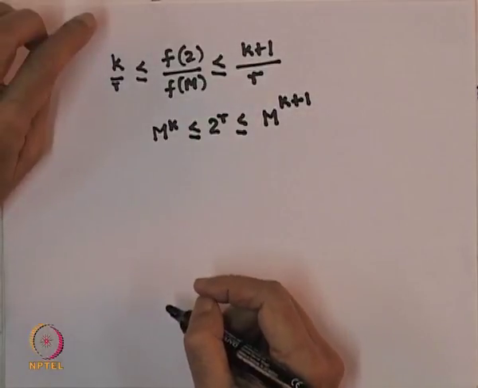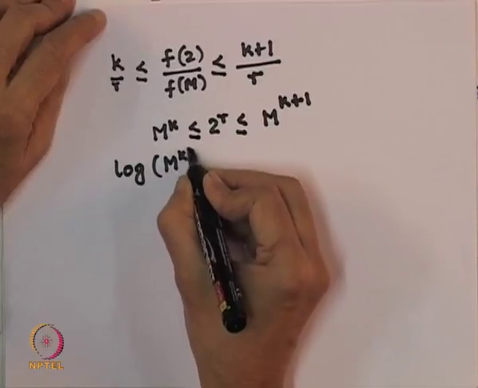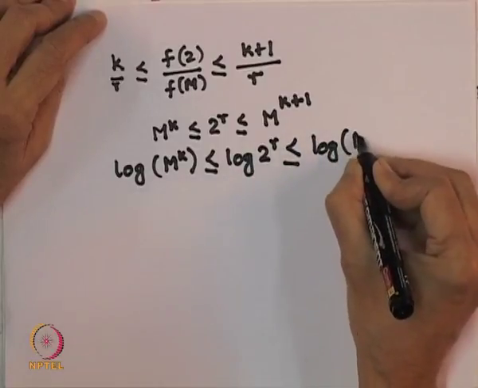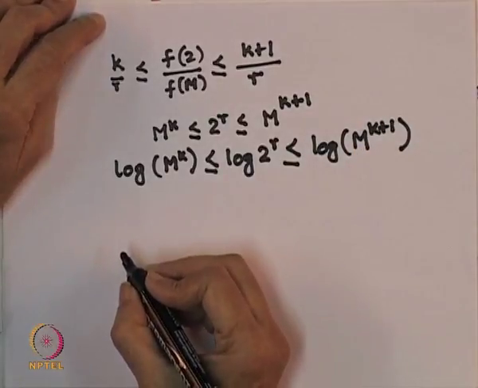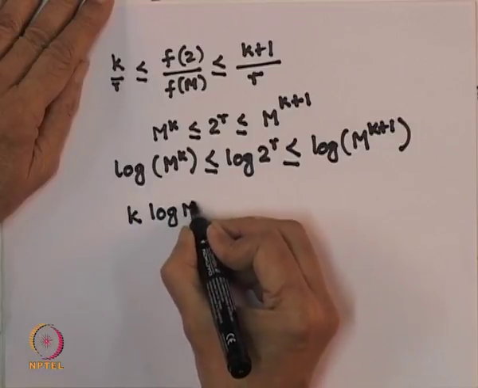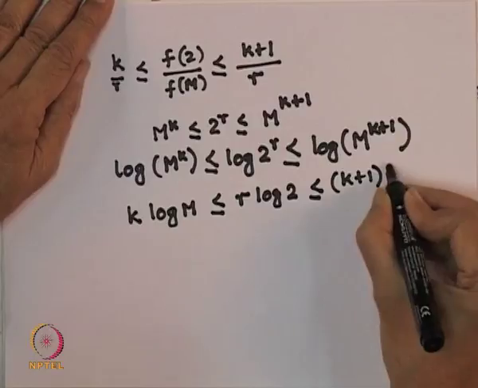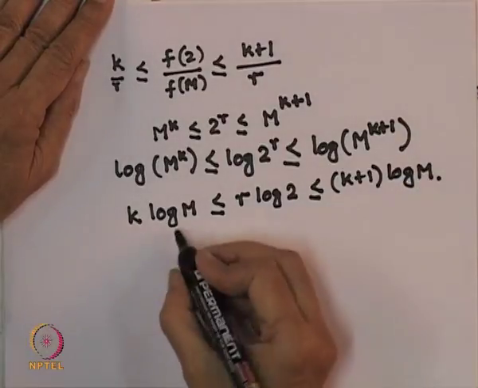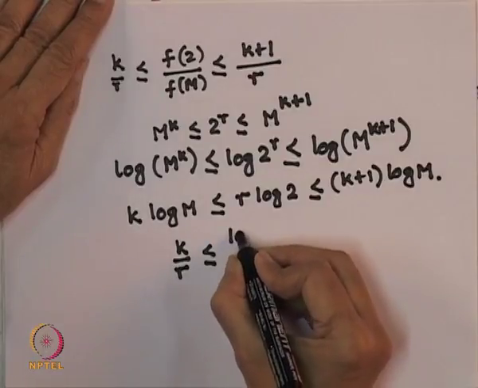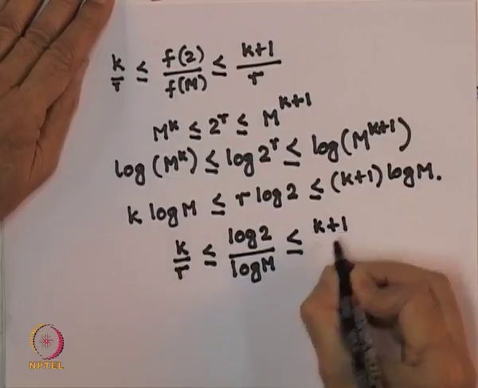And since the logarithmic function is also a monotonically increasing function, I can write log of m to the power k less than or equal to log of 2 to the power r less than or equal to log of m to the power k plus 1. So, since log of m to the power k is k times the logarithm of m, I can write k log m less than or equal to r log 2 less than or equal to k plus 1 times log m. Thus, even for the logarithmic function, I have this relationship: k by r is less than or equal to log 2 by log m, which is less than or equal to k plus 1 divided by r.